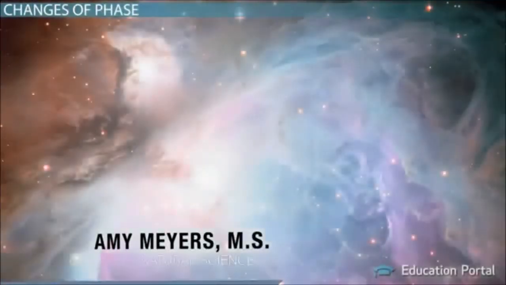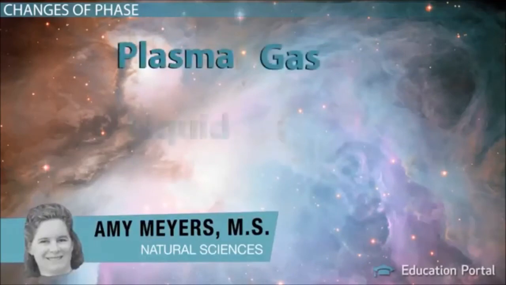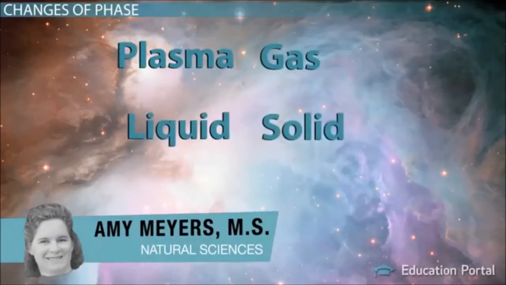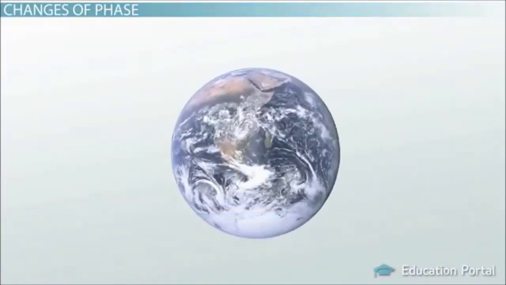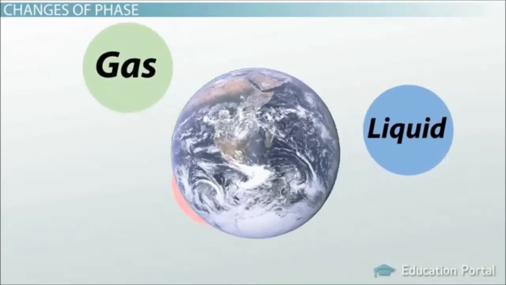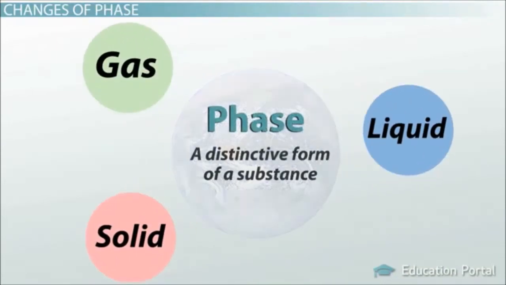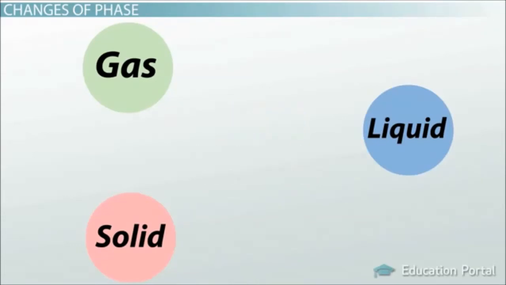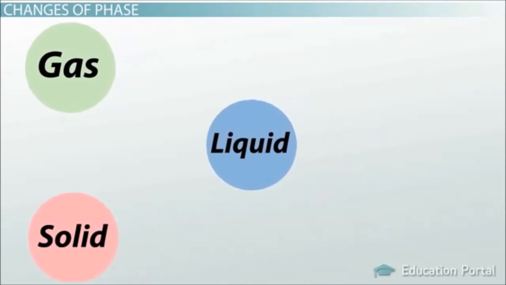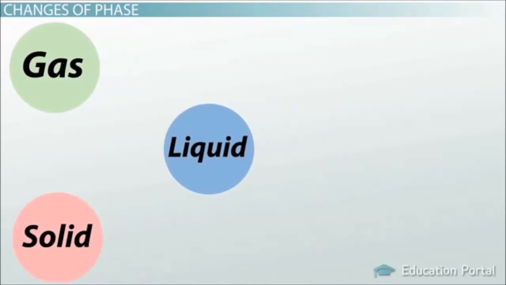There are 4 states of matter in the universe: plasma, gas, liquid, and solid. But matter on Earth exists mostly in 3 distinct phases: gas, liquid, and solid. A phase is a distinctive form of a substance, and matter can change among the phases. It may take extreme temperature, pressure, or energy, but all matter can be changed. There are 6 distinct changes of phase which happen to different substances at different temperatures.